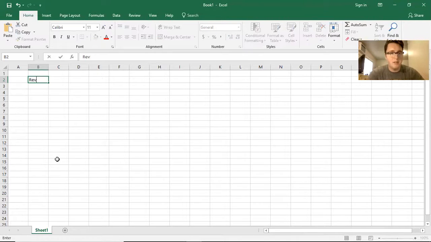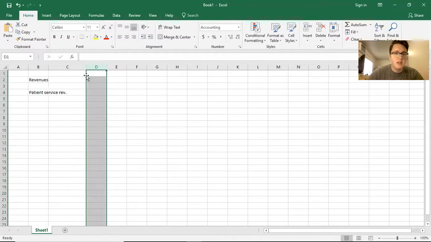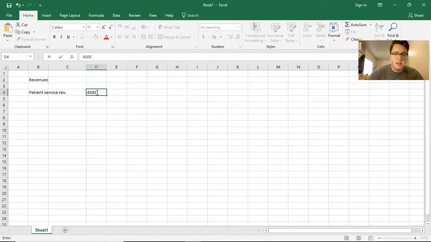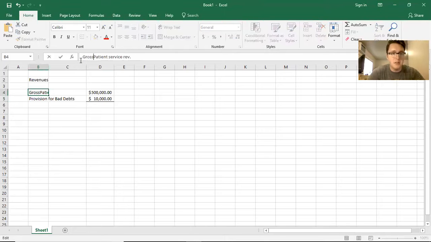For this purpose, what we'll do is we'll have revenues, and then maybe we'll have patient service revenue. Let's say the patient service revenue is $500,000, and then you'll have provision for bad debts here. And let's say again that's 10,000, and that is a deduction from our gross patient revenue.